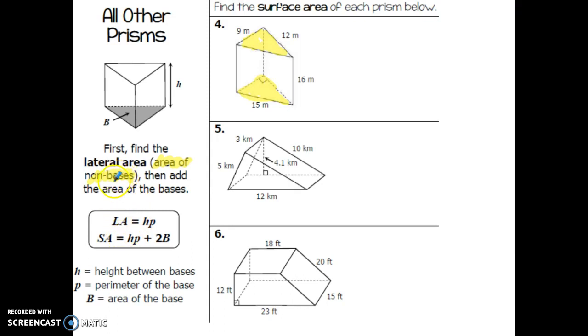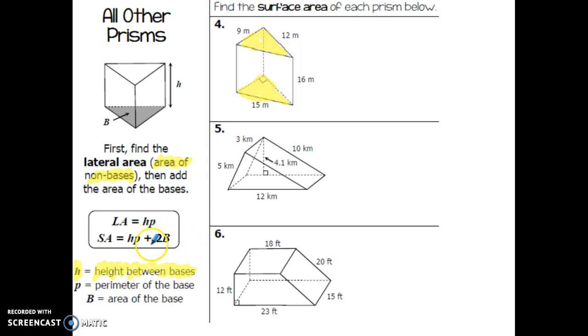So after you do that, you have to add the area of the base. So your surface area is actually our lateral area plus 2 times the area of the bases. I do want you to pay close attention with these because these letters are very particular when it comes to different equations. So for example here, my height, that stays height between the bases.